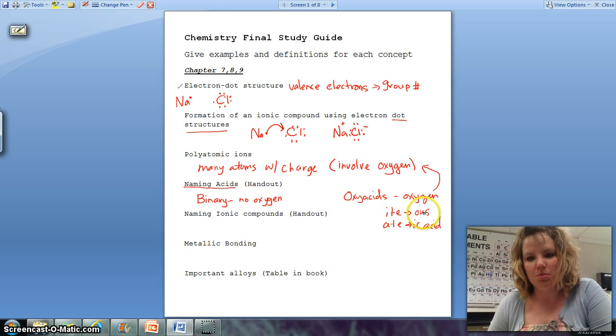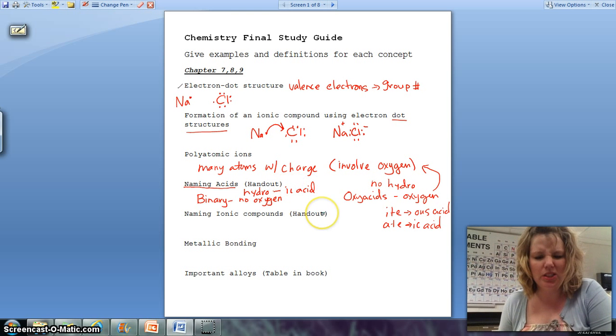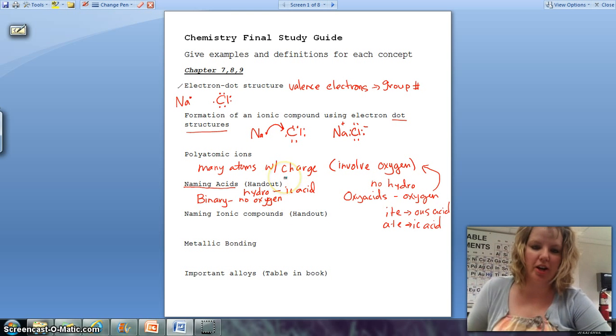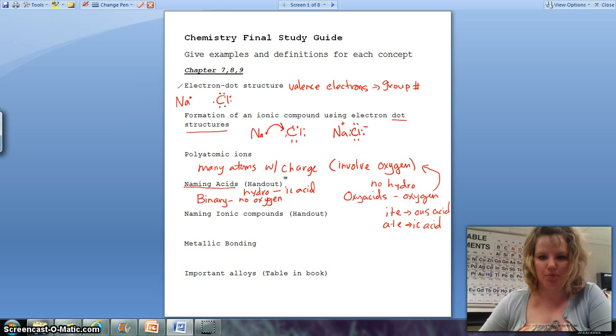So ous is ite. I think that's what Miss Oswald says, so that'll help you remember that. And they get no hydro at the beginning. Whereas binary acids, they do have hydro at the beginning, and they're always an ic acid at the end. Okay? So hopefully you can look in your book, or that helps you refresh your memory a little bit.